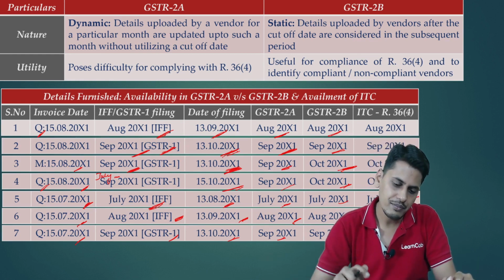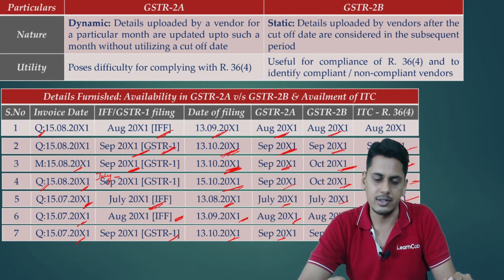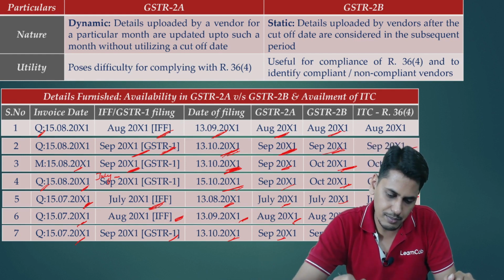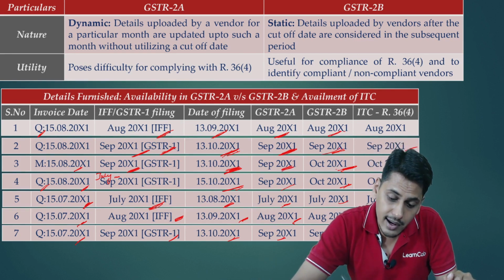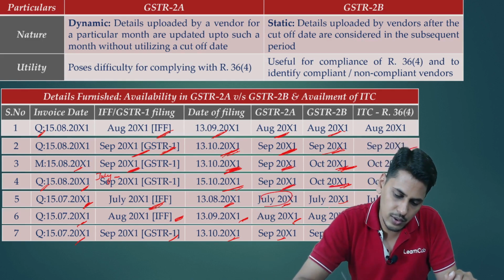Say for example, the first case: 2A of August, 2B also of August. Second one, September, September. Third one, September and October. Fourth one, September and October. Fifth one, July and July.